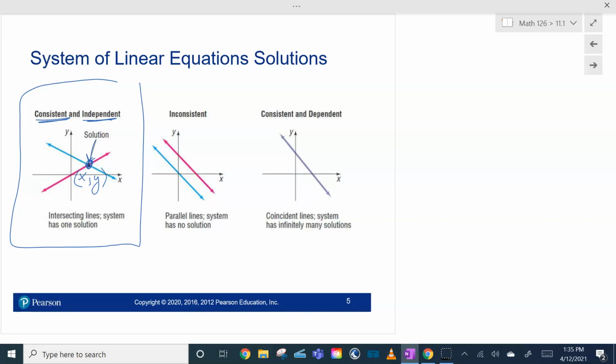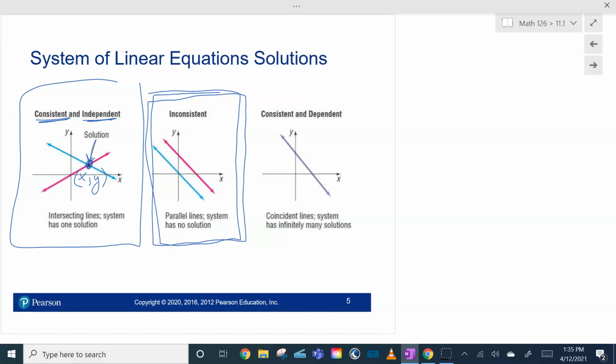Now, if there's no intersection, that means they are parallel lines, so they have the same slope but different y-intercepts. Then we're inconsistent. There's no point that satisfies both equations because they're parallel; they never touch.